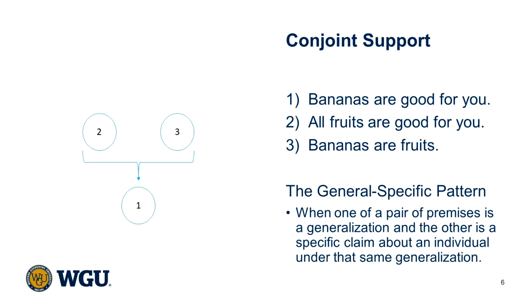Well, no, because it's not clear what the connection is between fruit being good for you and bananas being good for you. We need more information to make this connection. And that's what the other premise provides, a connection between bananas and fruit. Now that we know that bananas are fruits, we understand why fruit being good for you means bananas are good for you. These 2 premises don't work separately, they work together. Hence, they are examples of conjoint support.